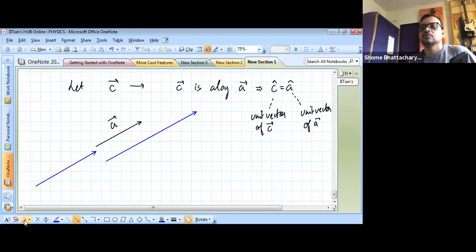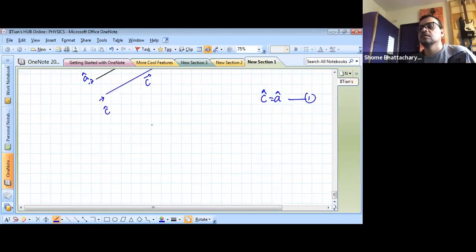So whatever way we draw it, the unit vector of C will be equal to the unit vector of A. A vector of magnitude 1 along the direction of C should be the same as the unit vector of A. That's why C cap should be equal to A cap. That's the first thing we know. And the magnitude of C should be equal to the magnitude of B.